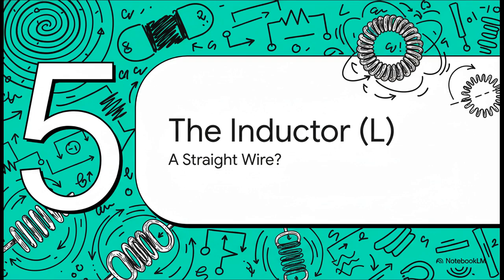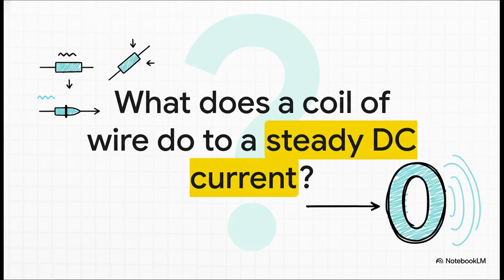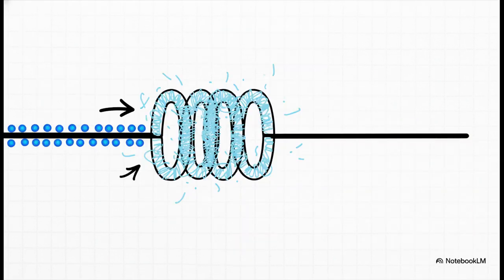Look at it. It's just a coil of wire. It looks like it should be doing something really complicated, right? Well, let's see. So we've seen components that reduce current, block current, and direct current. What kind of special trick does this fancy coil of wire have up its sleeve when we hook it up to a steady DC power source? And the answer, believe it or not, is absolutely nothing.